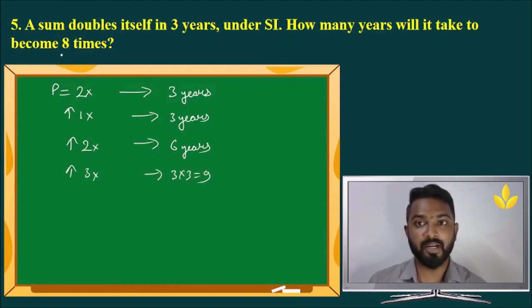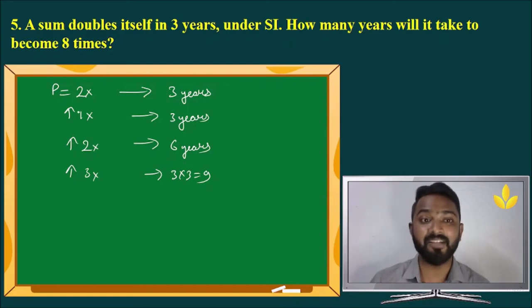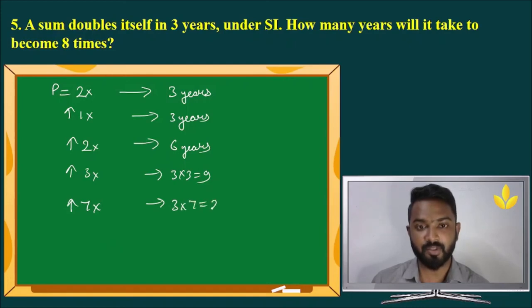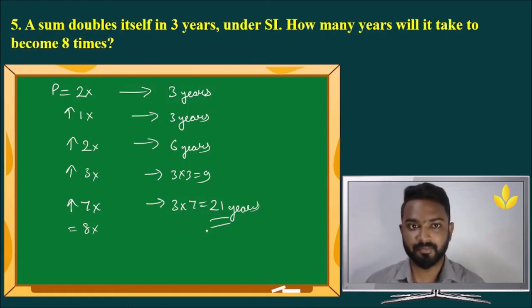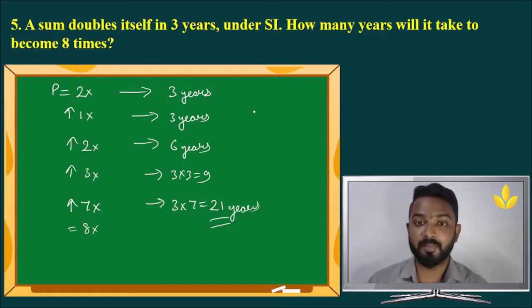And they have told it will become 8 times. In how many years will it become 8 times? That means it increases by 7 times. So it has to increase by 7 times. That will happen in 3 into 7, that is 21 years. Increasing by 7 times, that means it becomes 8 times in 21 years. Alright, that is how simple interest works.